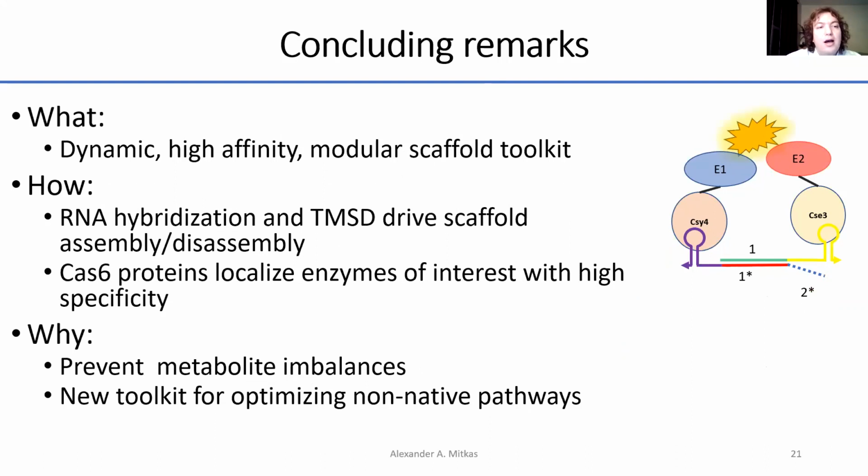Just to conclude, I talked to you about a dynamic, high-affinity, modular scaffold toolkit, which uses RNA hybridization and toe hole-mediated strand displacement to drive scaffold assembly and disassembly. And we use Cas6 proteins to localize these enzymes of interest with high specificity. And we want to do this to prevent metabolite imbalances and introduce a new toolkit for optimizing non-native pathways.